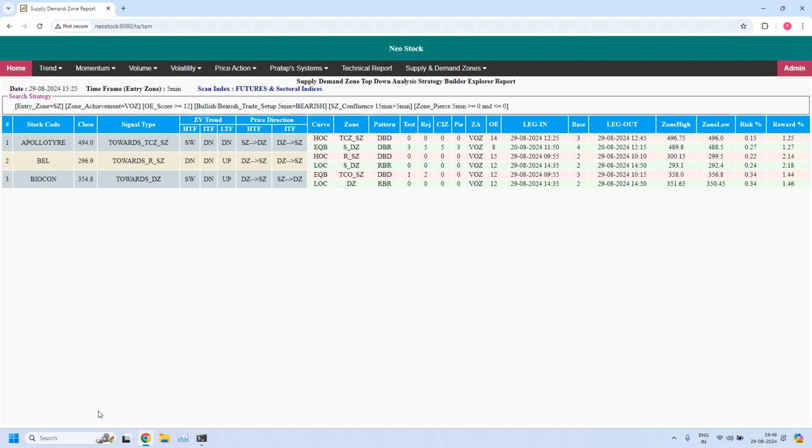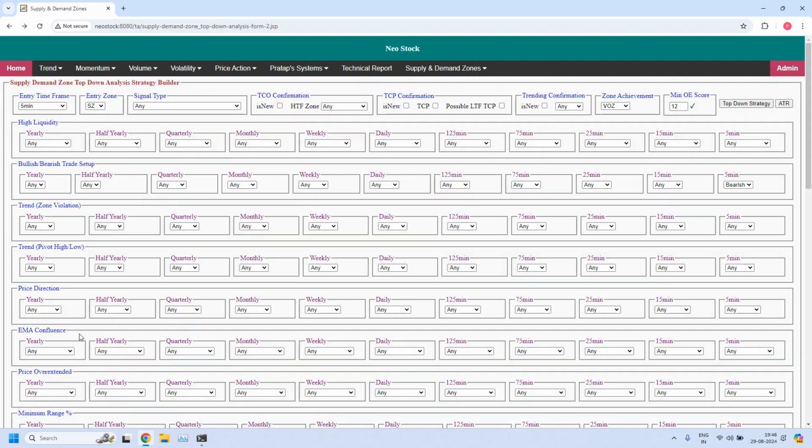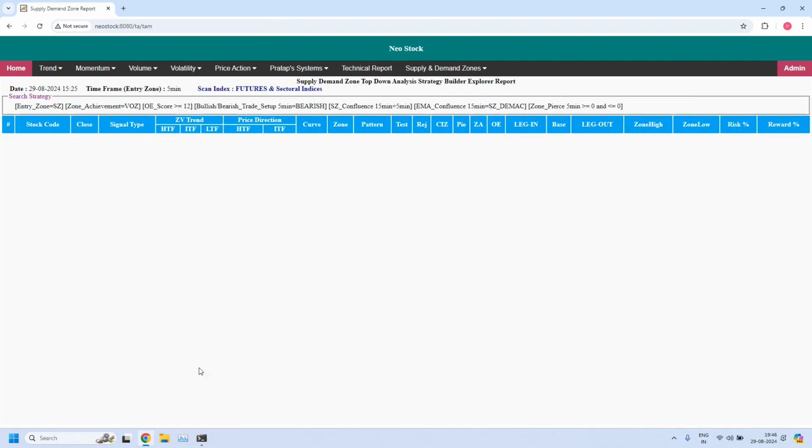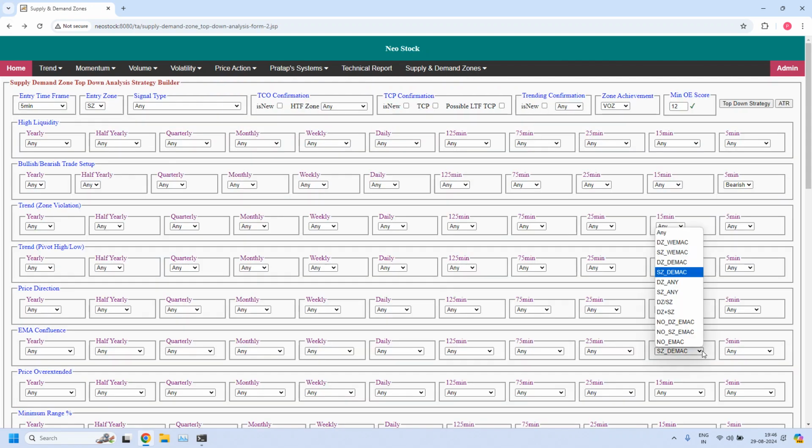Now let's verify whether any of these 15-minute supply zones have confluence with daily EMA. So in the EMA, 15 minutes time frame, 15 minute supply zone with daily EMA confluence. Now none of those supply zones have EMA confluence. Fine. I am removing this filter because earlier 3 stocks were filtered.